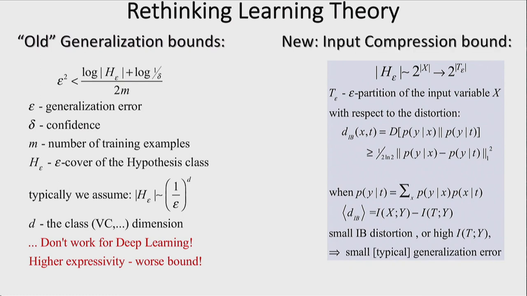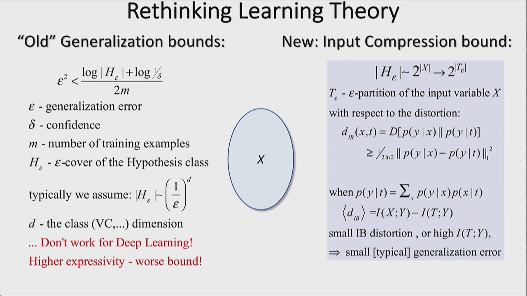So I'm going to play a slightly different game, which I call the input compression game, or the input compression bound. Instead of focusing on the hypothesis class, which is the class of all possible functions where I want uniform convergence of the generalization gap over the whole class, I'm going to look at X itself. Again, the motivation here is to understand neural networks. So I want to understand how those maps to the layers really change the structure of the input.